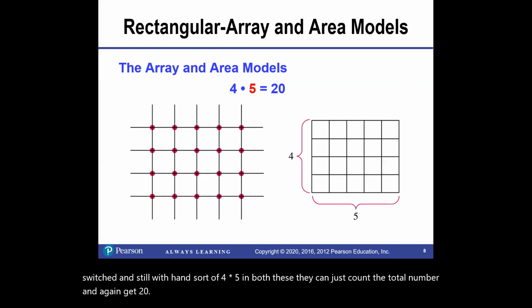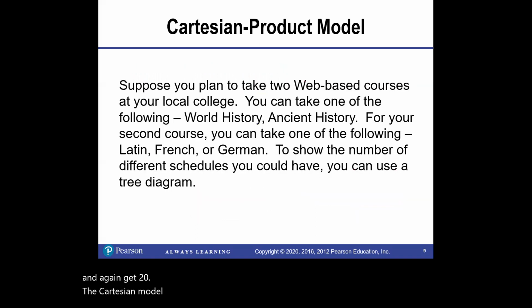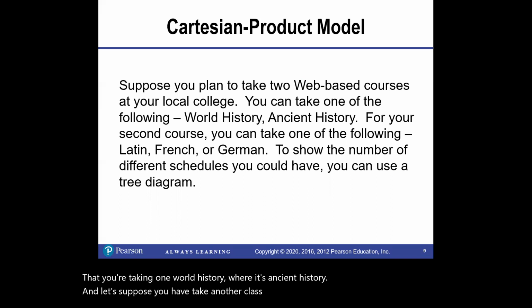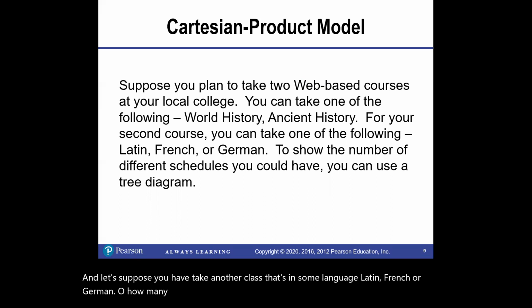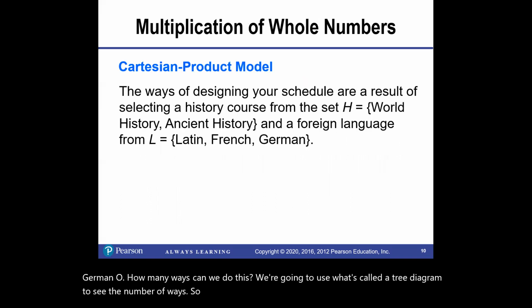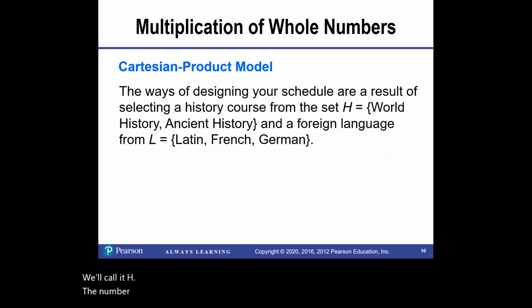Well, the Cartesian model, let me just kind of explain it with an example. Suppose I have 2 classes that you're taking. One's world history, one's ancient history. And let's suppose you have to take another class that's in some language, Latin, French, or German. So how many ways can we do this? We're going to use what's called a tree diagram to see the number of ways. So to kind of explain this first off, we'll call H the number of history classes that are optional. We got 2 of them. And we have 3 different language classes.